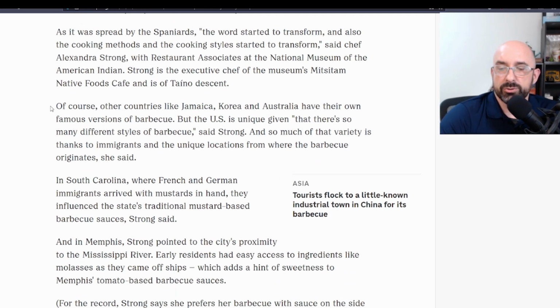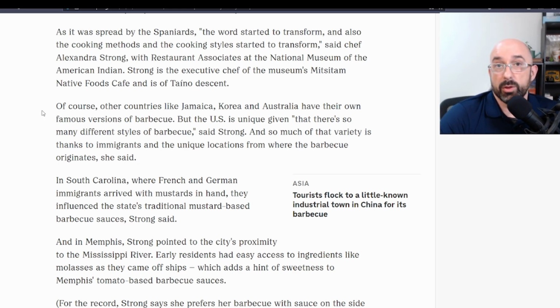Of course, other countries like Jamaica, Korea, and Australia have their own famous versions of barbecue. But the US is unique given that there's so many different styles of barbecue, said Strong. And so much of that variety is thanks to immigrants and the unique locations from where the barbecue originates, he said. So this is what I was talking about.